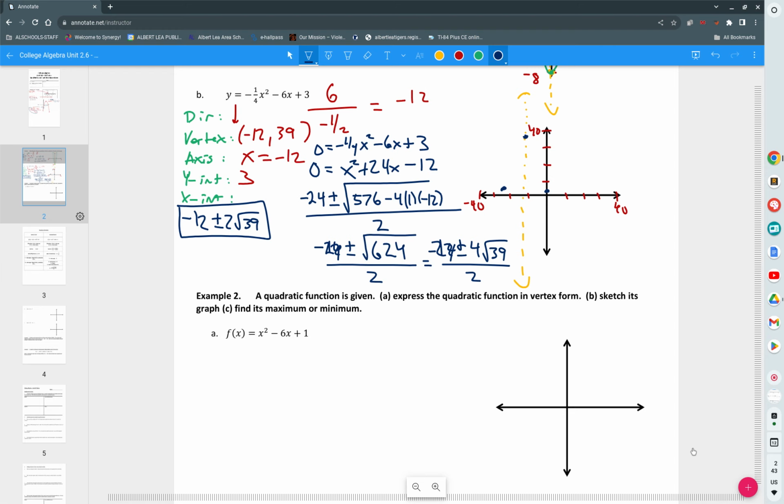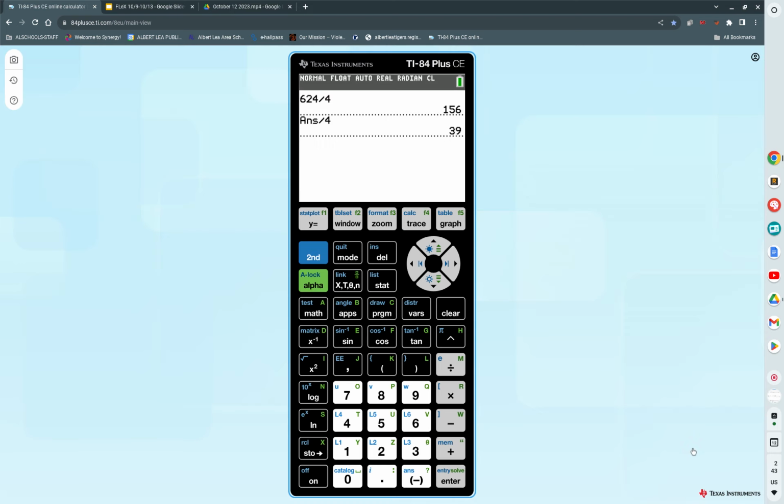Why do you think I want decimals? So then I can actually plot the graph. So I go to my calculator, and you just type it in. Negative 12 plus 2 roots of 39. That's going to be 1 x-intercept. The other one is going to be negative 12 minus 2 roots of 39. And there we get negative 24.49. So positive 0.49 and negative 24.49.